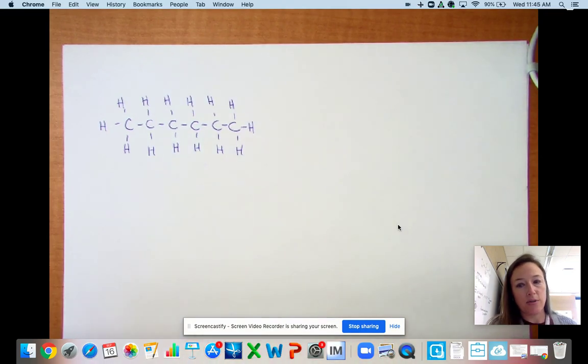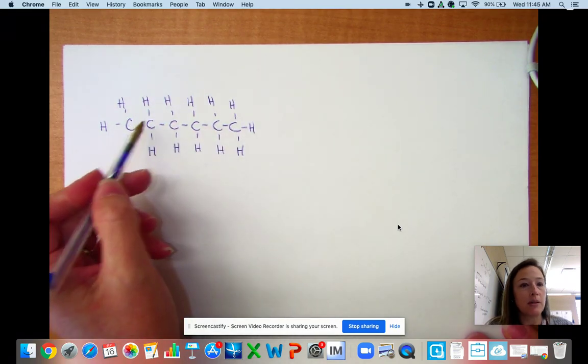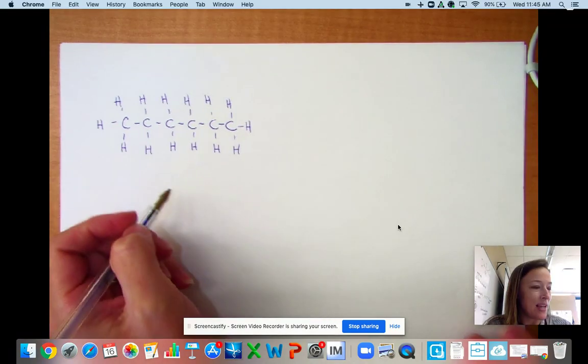All right, so this video is going to talk about saturated and unsaturated fats and how to tell what they are, and then a couple of characteristics of each. So here I've drawn a carbon backbone. Now most lipids are much longer than this. They might be hundreds of carbons long. I'm not drawing all that. I'm just going to draw one.